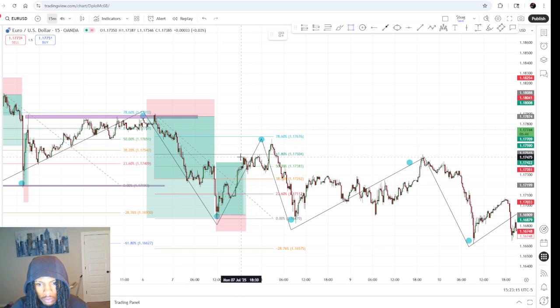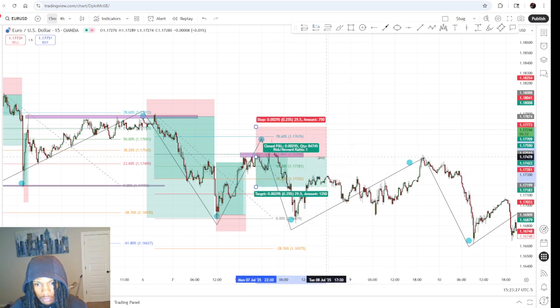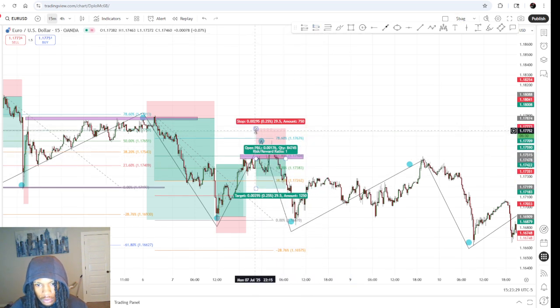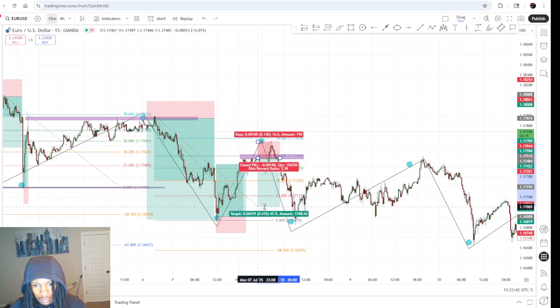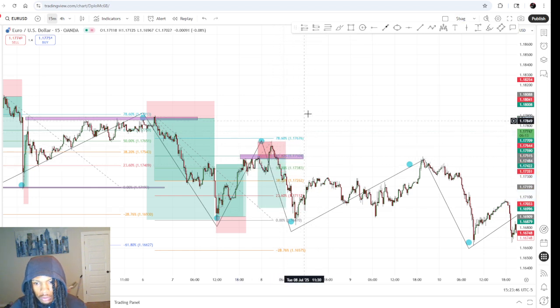Can't even start sitting around this area. Depending on the 4 hour, but let's just say you got it in here and it did that. One, two, three. And you had a stop loss and it took you out. Just get back in when you come back right here.